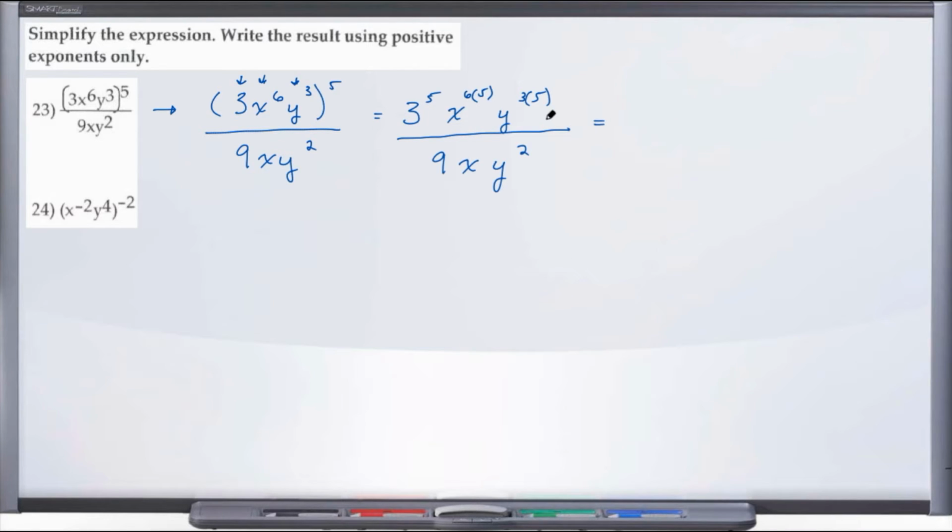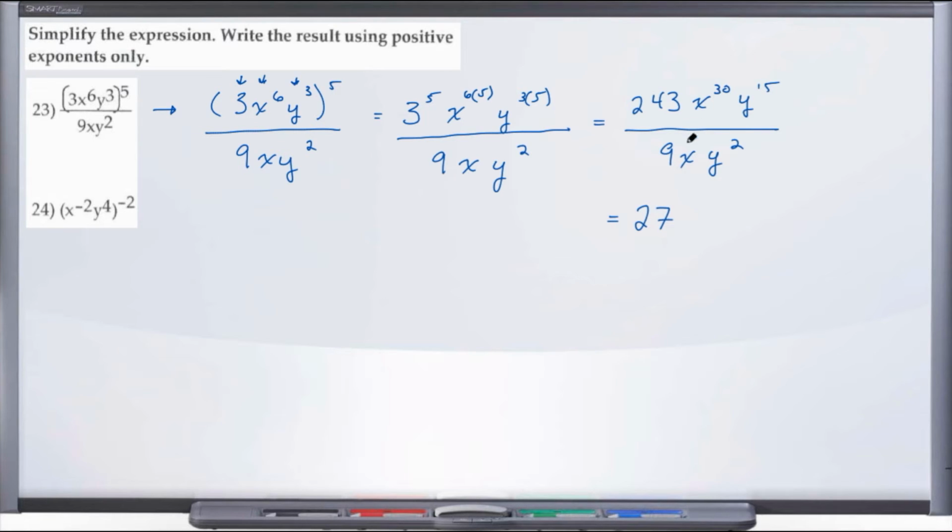All right, and now we'll go ahead and simplify. So what is 3 to the fifth? Well, that's 243. And now x to the 6 times 5 is 30, and y, 3 times 5 is 15, over 9x y to the second. Let's see if we can simplify this, clean it up a little bit. 243 divided by 9 is going to be 27.